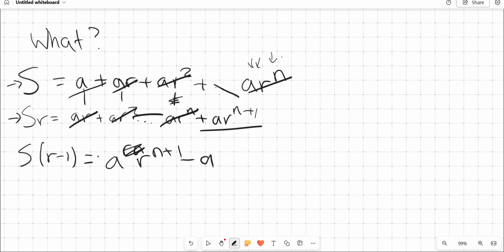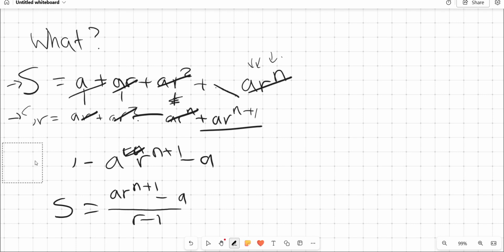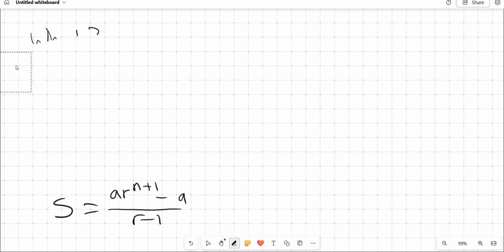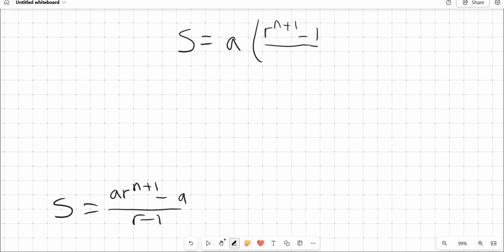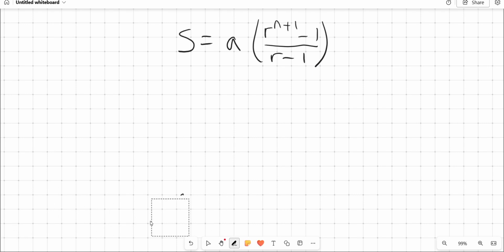And then this is what we have. We divide both sides by r minus 1 to get S equals ar to the n plus 1 minus a, divided by r minus 1. I'll rewrite this at the top, and I'll factor out the a. You can see that there's an a in the numerator here, so I'll factor that out to get that S equals a times r to the n plus 1 minus 1, over r minus 1. This is our formula, okay?